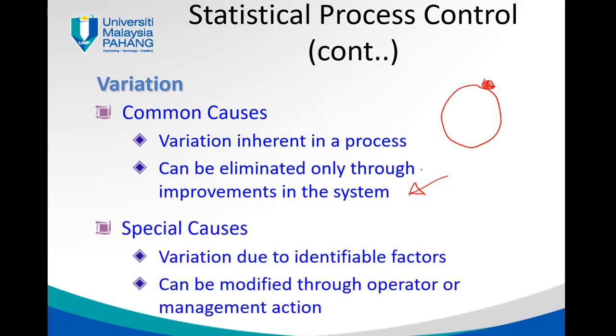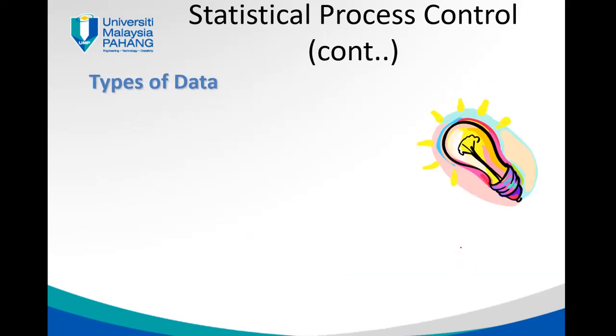Then special causes of variation. This is variation due to an identifiable factor, which can be modified through operator or management action. So this one is related to a factor that we can identify. This is quite straightforward, where we can focus on solving the problem directly.